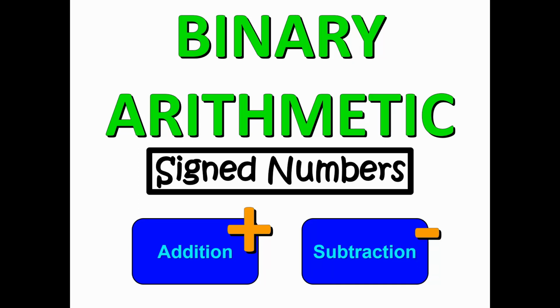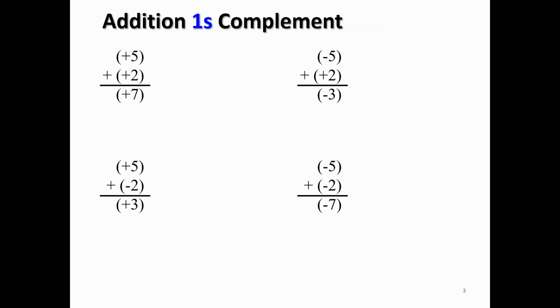In this video, we're going to see some examples of binary arithmetic with signed numbers, specifically with ones complement and two's complement. First we're going to start with addition using ones complement. We start with positive 5, 0101, plus positive 2, 0010, and we end up with a positive 7. So in this case, it works and it's correct.